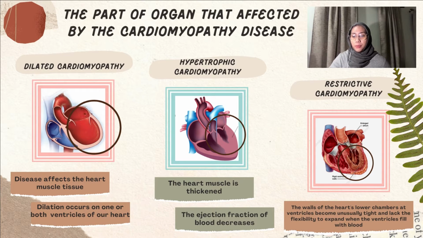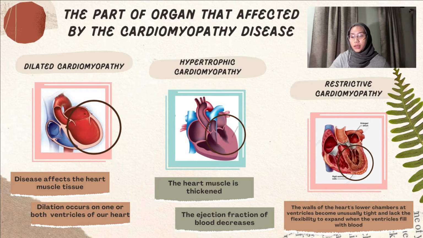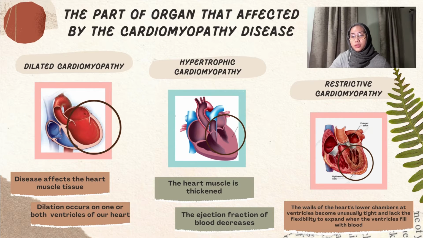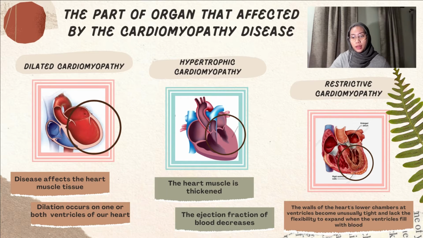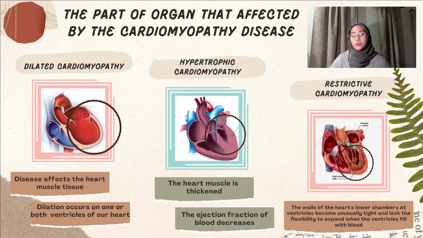The next example I prepared here, we have hypertrophic cardiomyopathy. So this is where the heart muscle is thickened and it's causing the ejection fraction of blood to decrease. At the ventricles, you see the muscle there is quite thick. This will cause the volume of the blood that enters the ventricles to decrease.